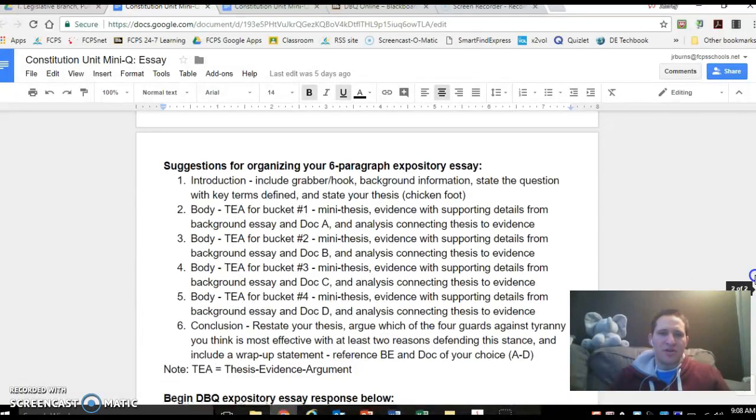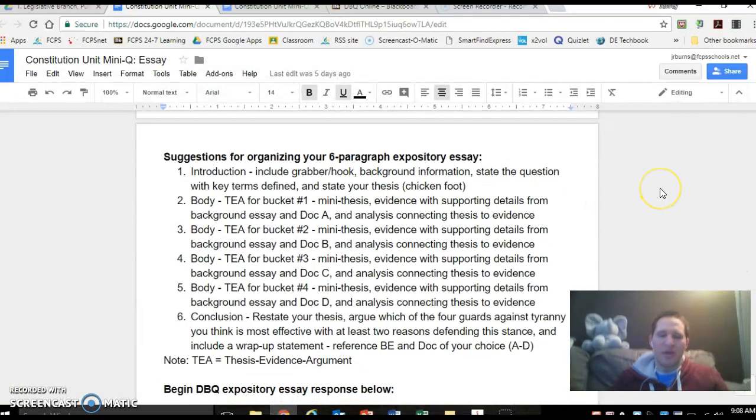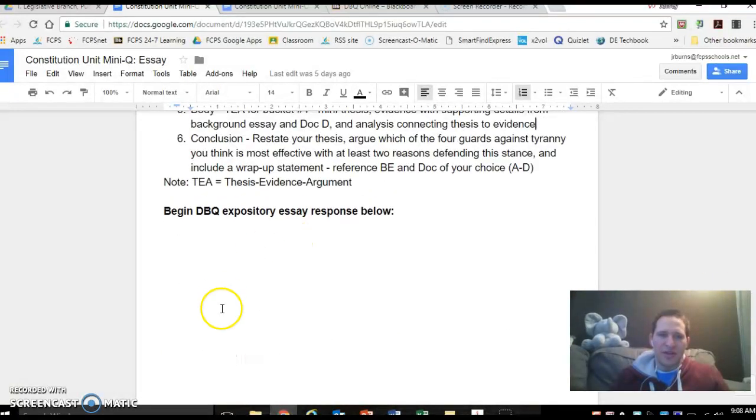This is how your essay should be organized: into 6 paragraphs. It's a little confusing on DBQ Online because the graphic organizer only provides 5 sections. In the section where it says paragraph 4, body paragraph number 3, you're going to include information for both of these 2 paragraphs in that one section on the online outline. Okay? And then that's where you'll write your essay, starting here.